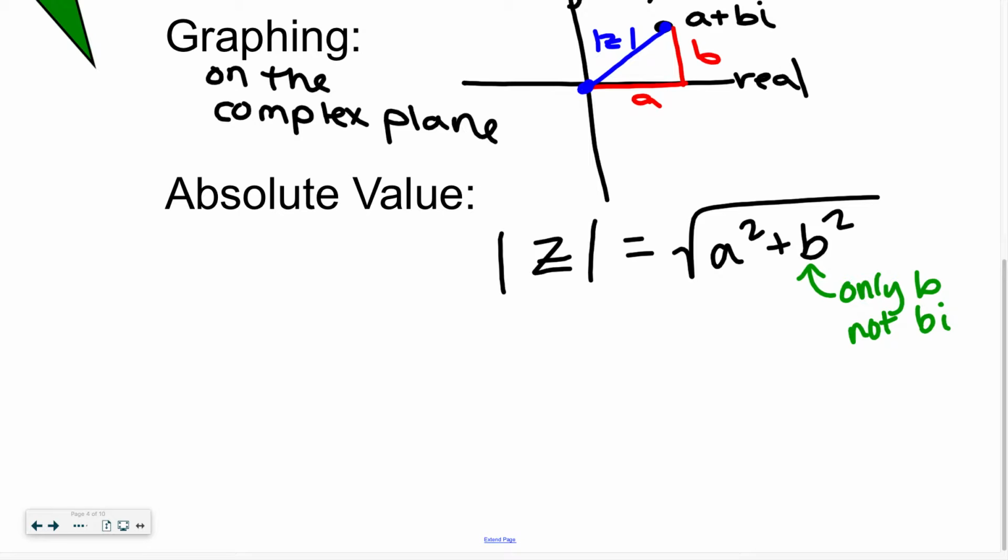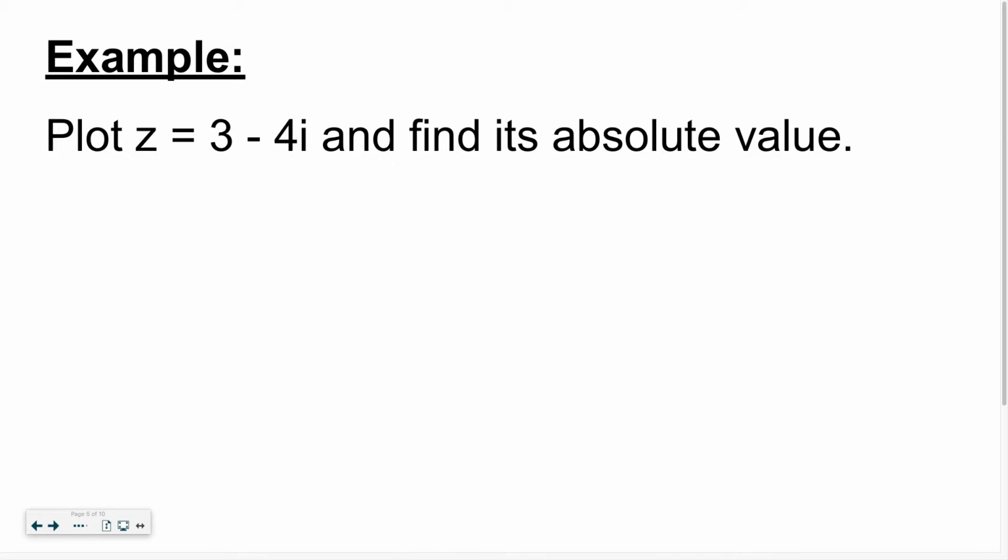Okay, let's practice these things. You're going to work with your pod members to see if you can plot the complex number and if you can find its absolute value, so its distance from 0. Go for it. We've got z equals 3 minus 4i. Plot and find its absolute value.